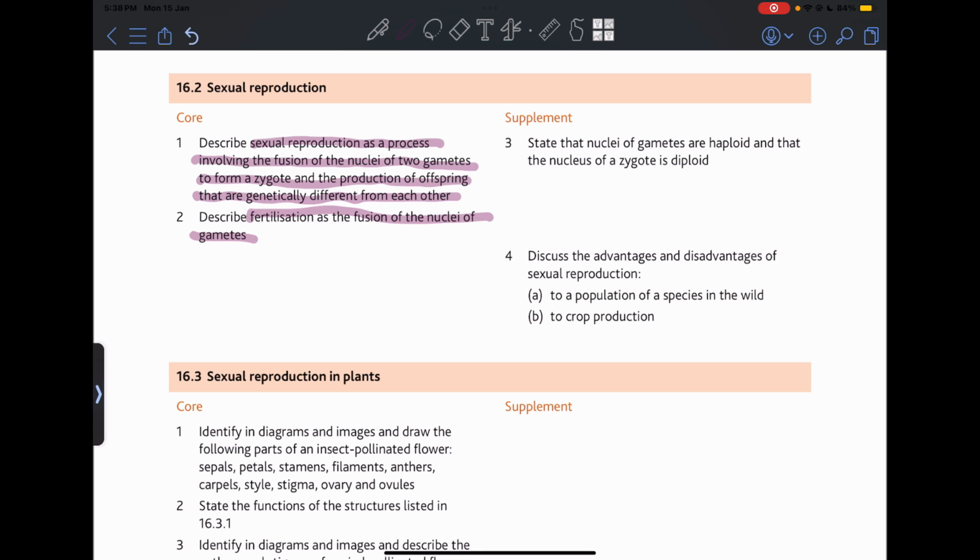Now, for extended students, you have to state that the nuclei of gametes are haploid, which means they only have one set of chromosomes inside, and the zygote is diploid, which means it has two sets, two pairs of chromosomes, and the haploid has only one. So for example, if you're going to mate, then there is one haploid and one haploid. This will produce two pairs. So this is the normal human chromosome number, like diploid. So it can produce a diploid zygote, not four. If there's two and two that will actually mate, then it will produce four, which is not normal for the human chromosomes. So now discuss the advantages and disadvantages of sexual reproduction to a population of the species in the wild. So the advantage is that there will be genetic differences which will cause the population to be more resistant to a disease. Crop production, the same thing applies to the crops.